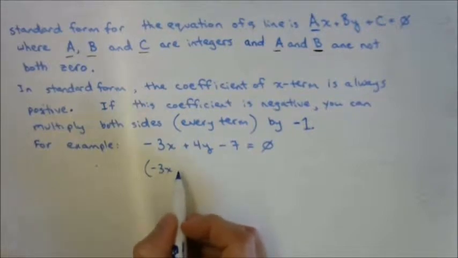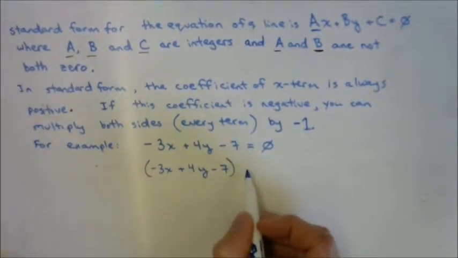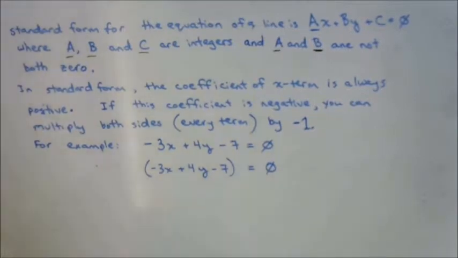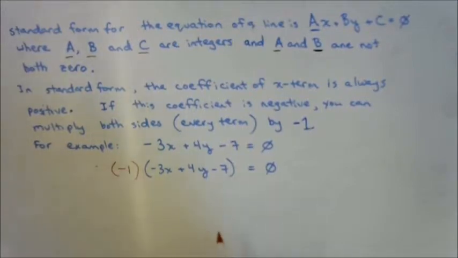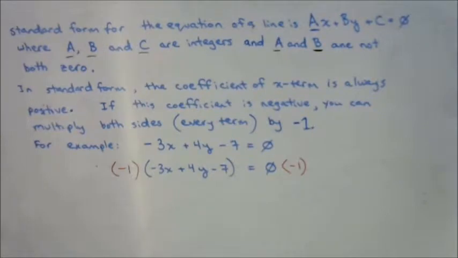You mean can't be negative? Can't be negative, right? Let's just not rush ahead. Okay? And I'm going to multiply this side by negative 1. And if I do that, I have to multiply this side by negative 1.